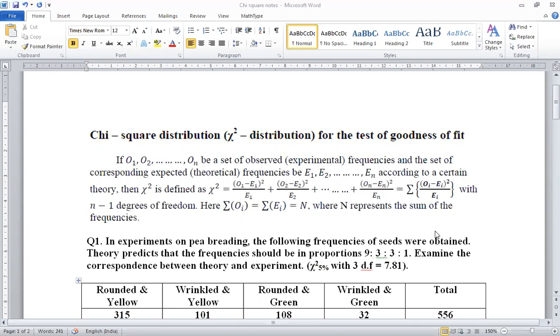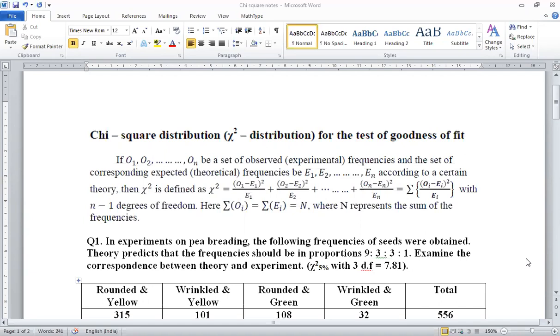Now, let's see how to solve problems in this category. The first problem says, in an experiment on pea breeding, the following frequencies of seeds were obtained. Theory predicts that frequencies should be in proportion 9 is to 3 is to 3 is to 1. Examine the correspondence between theory and experiment. Given that chi-square at 5% with 3 degrees of freedom is 7.81.